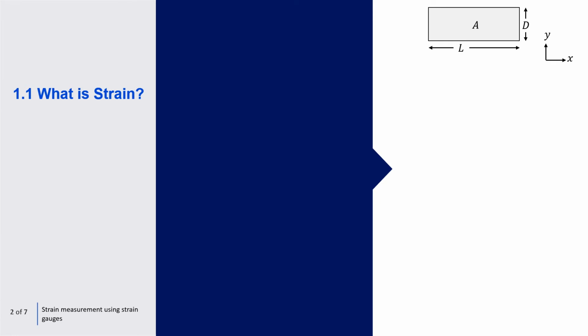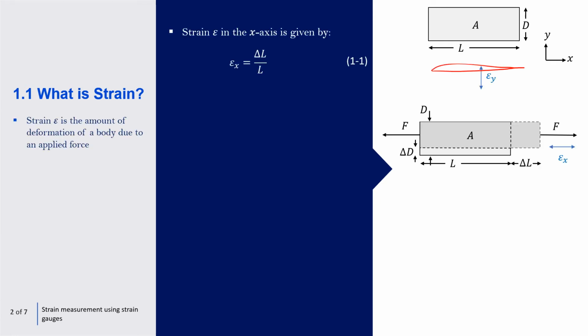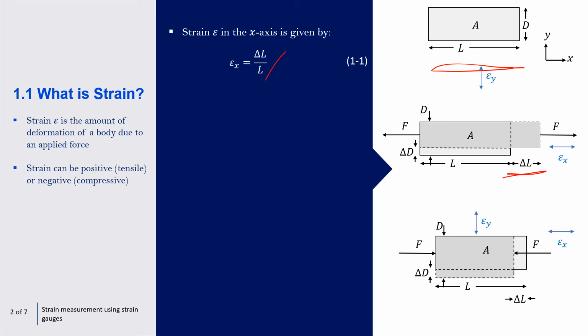So what is strain? If we're looking at this body here, we've got length and diameter, and we're subject to an axial force. What we get here is a change in the length, and this is effectively what strain is. In the case of the x-axis, it's defined as the change in the length over the original length. It's the amount of deformation of the body due to an applied force. So that there is when we're undergoing a positive or tensile force.